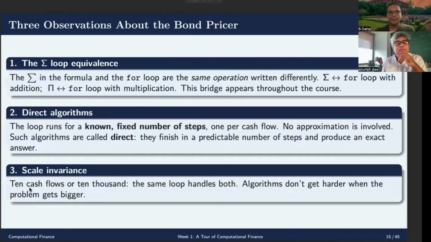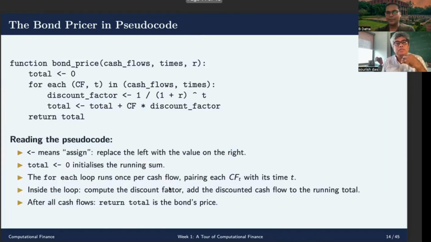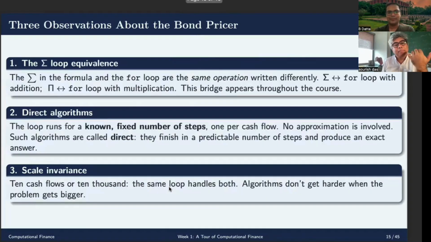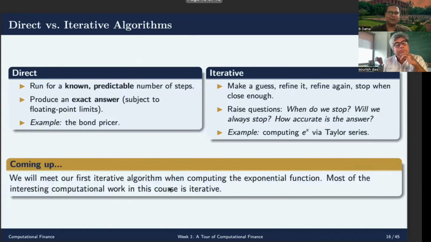And then scale invariance. Whether 10 cash flows or 10,000 cash flows, the same loop handles both. Algorithms don't get harder when the problem gets bigger. This is where the interesting thing happens: the computer doesn't get scared when you say you have to do 50,000 additions. It just goes ahead and does the additions. Probably the thing that changes is the running time. Although for this simple exercise we won't notice the difference, for more complicated things we would.